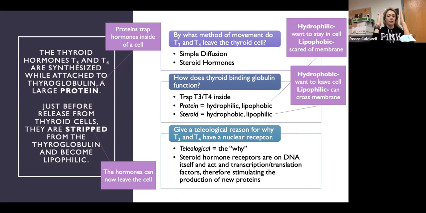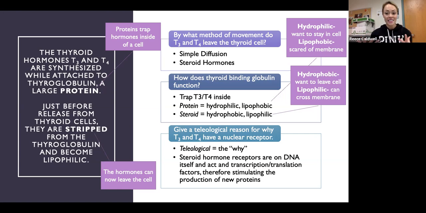On that ladder, we have steroid hormone receptors on the nucleus. Those steroid hormone receptors act as transcription and translation factors. If you remember back to functional biology, their role is to take DNA, convert it into RNA, which will be converted into a single amino acid, which will form together with other amino acids to form a new protein. So steroid hormones, therefore, stimulate the production of new proteins.